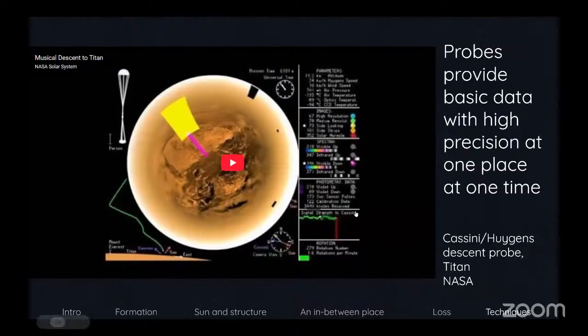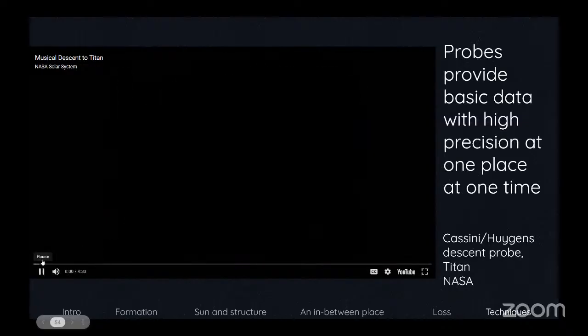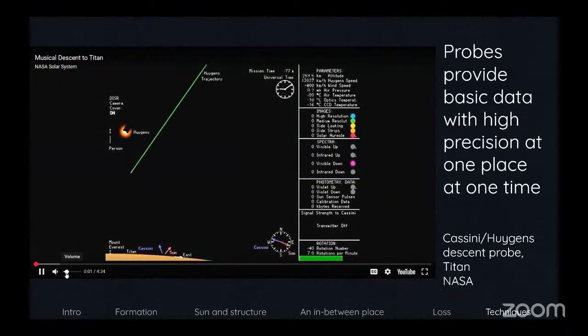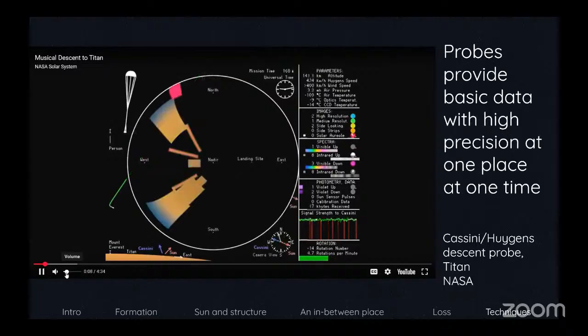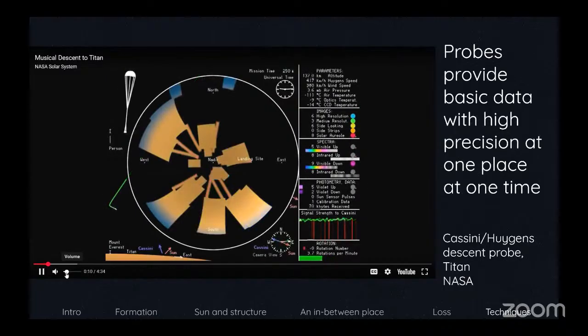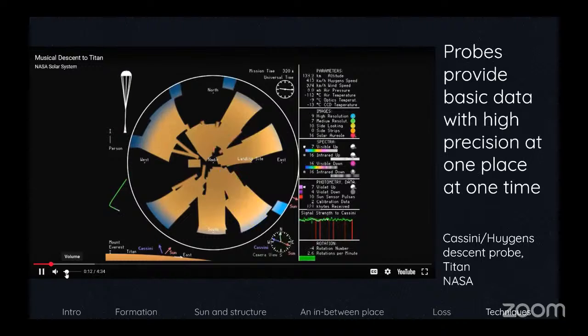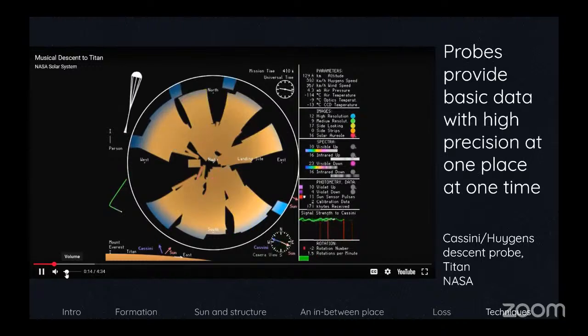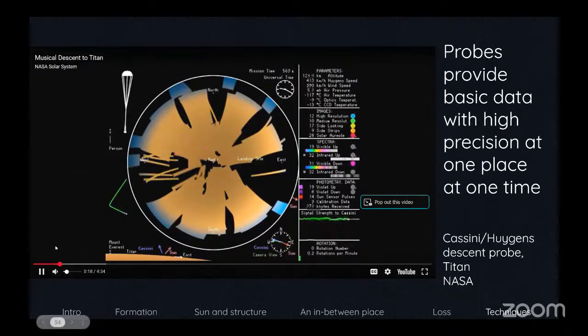I don't think this one requires sound, but I wanted to show it because it's awesome. I'm just going to mute it. So this is a cool video showing the descent of the Cassini-Huygens probe into Titan's atmosphere. So thus far, this is the only in situ data we have from Titan at all. We of course have other observations in the radio, but this is pretty unique. Oh, it is making sound.